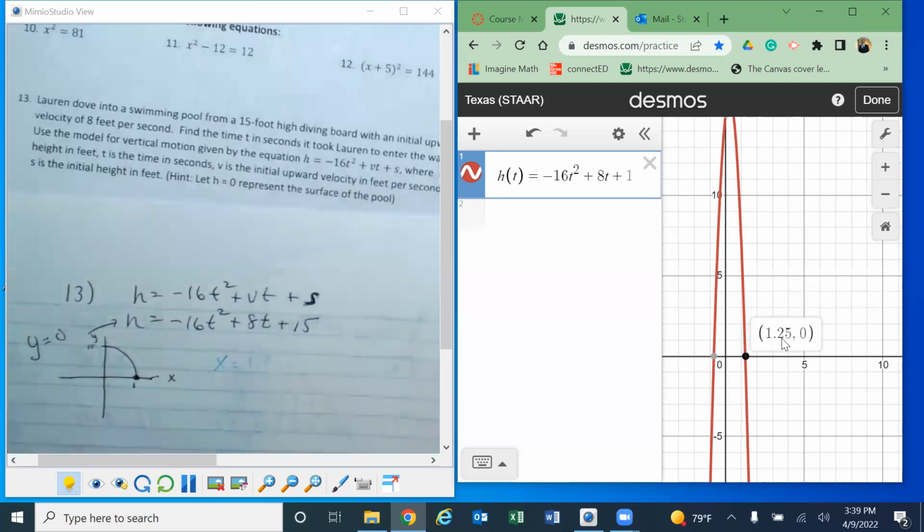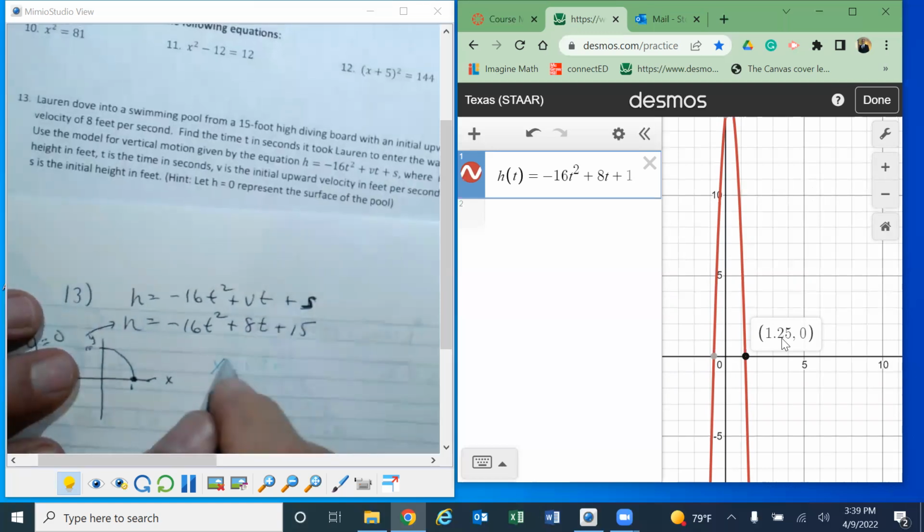And that pen is running out. I need to get the other pen. There we go. X equals 1.25 seconds.